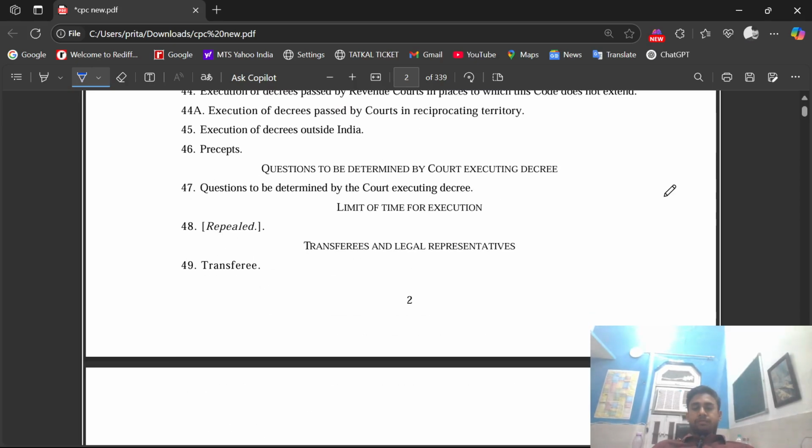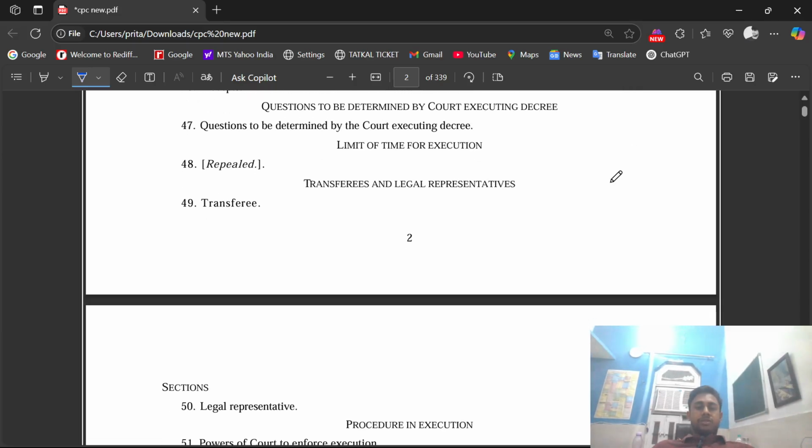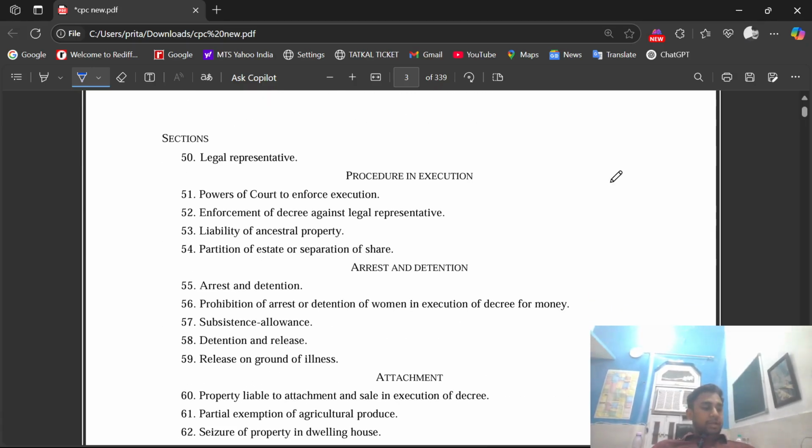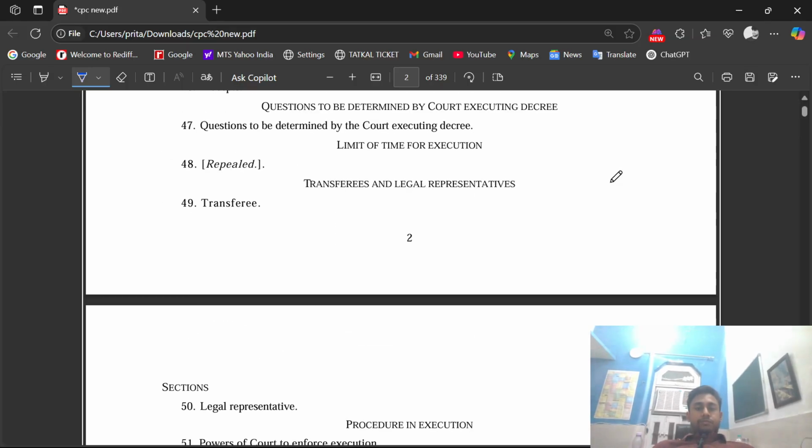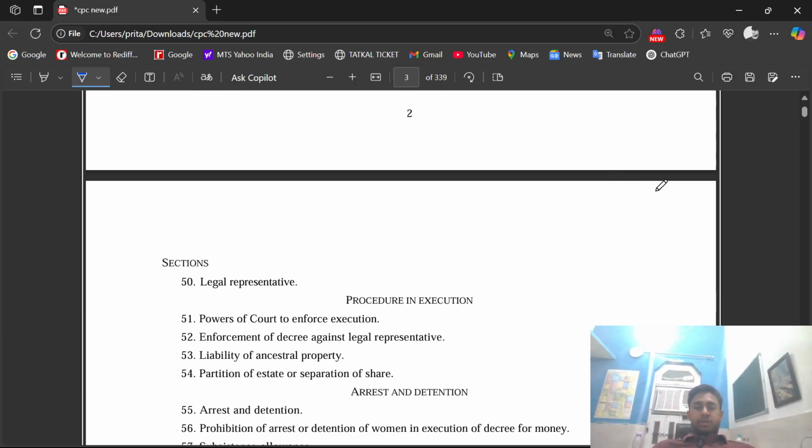Section 46, precepts. Next subheading is question to be determined by court executing decree. Section 47, questions to be determined by the court executing decree. Next subheading is limit of time for execution. Section 48, repeal. Next subheading is transferees and legal representatives, in which Section 49 talks about transferee and Section 50 talks about legal representative. Next subheading is procedure in execution.